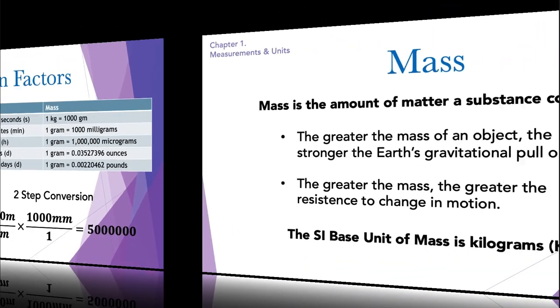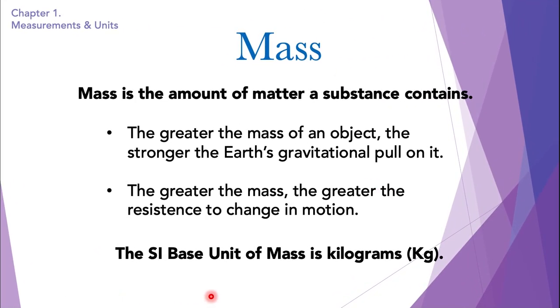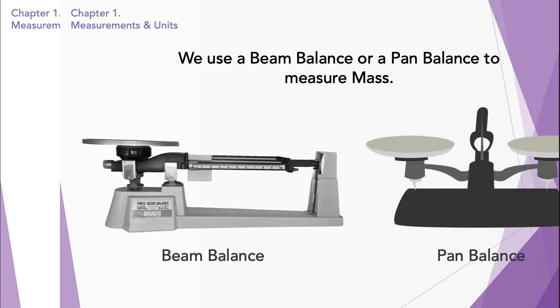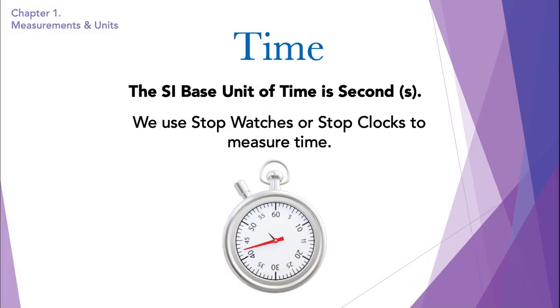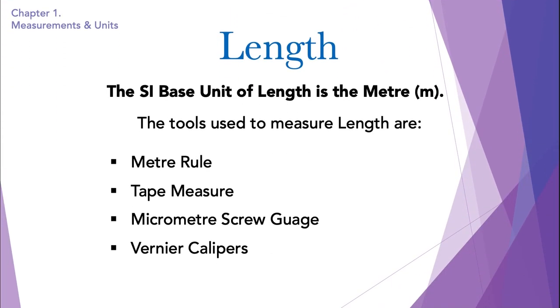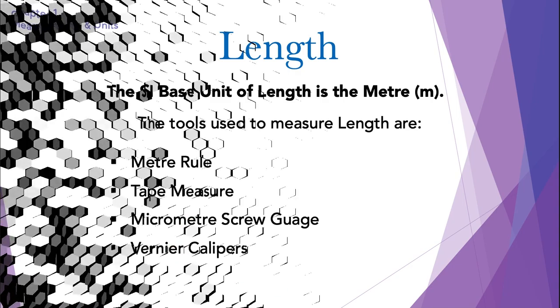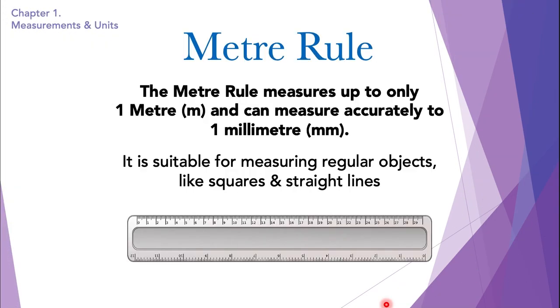After that, we understood what mass is, the SI base unit of mass, some important notes to remember, and the instruments we use to measure mass. Then we understood time, the SI base unit of time, and the instruments we use to measure time. Then we learned about length, the SI base unit of length, and the tools we use to measure length. We then went into detail of the tools we use to measure length.